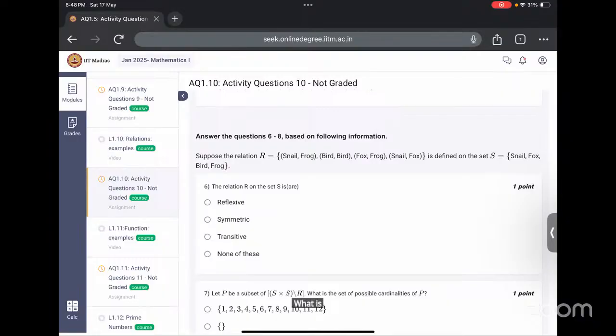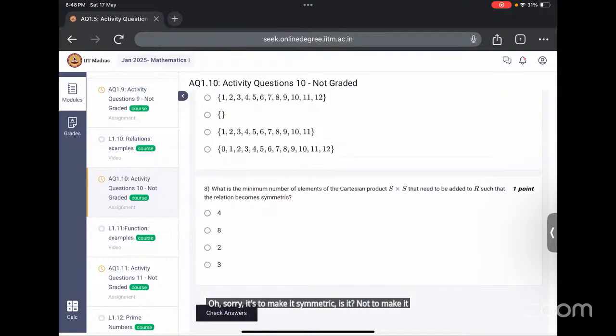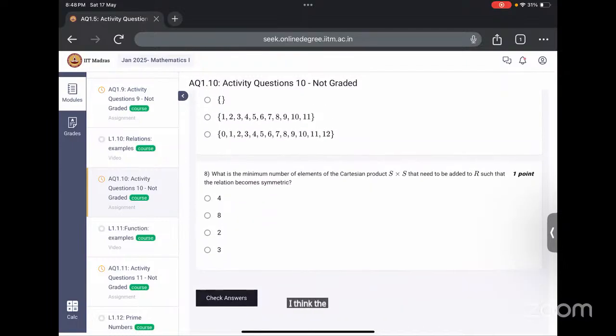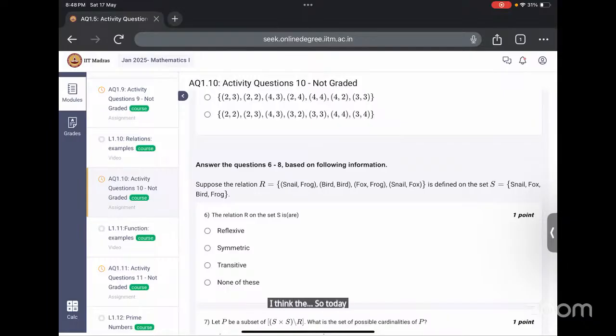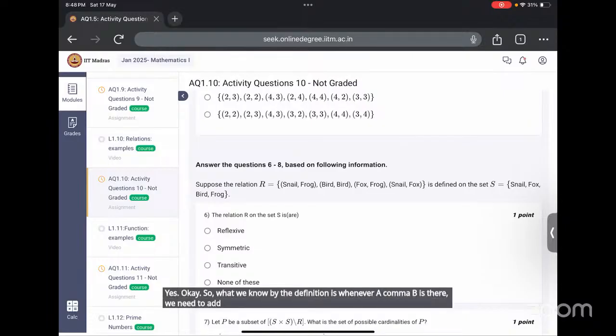What is the minimum number? Oh, sorry, it's to make it symmetric, is it? Not to make it reflexive. Yes. I think 3. It's symmetric. Okay, so 3 elements need to be added to this set. Yes, correct. So what we know by the definition is whenever A comma B is there, we need to add B comma A, right? Yes, ma'am.